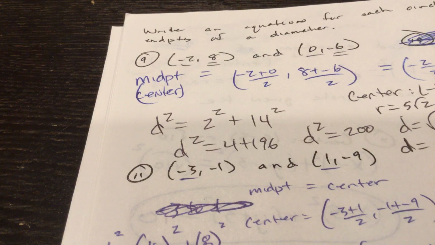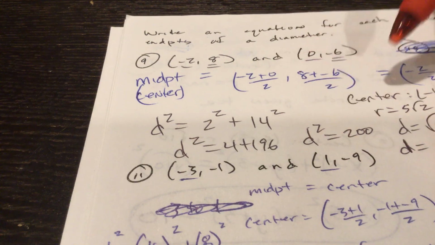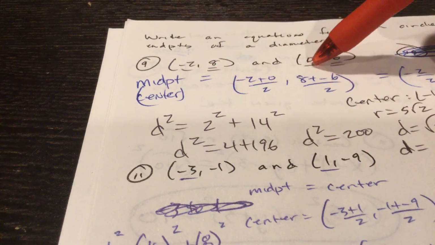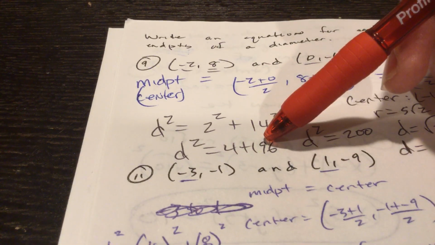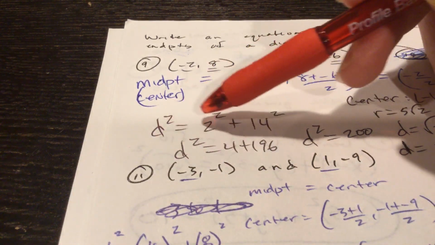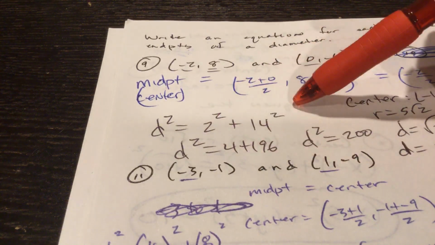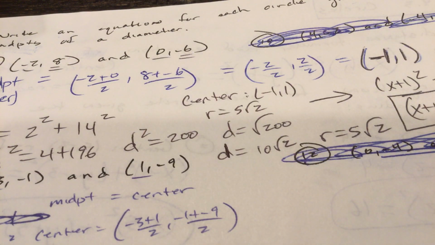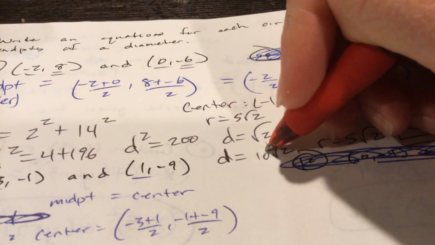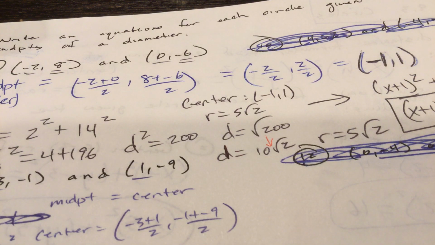Now, if I know the endpoints of a diameter, I can figure out what the diameter is. The distance between those 2 points would be the diameter. Not the radius, but the diameter. Distance from negative 2 to 0 is 2 in the x direction. Distance from 8 to negative 6 is 14 in the y direction. Distance squared is 2 squared plus 14 squared. Distance squared is 200. The distance is the square root of 200, or that's a decimal. Just write this down, folks. You're welcome. That is 10 root 2.